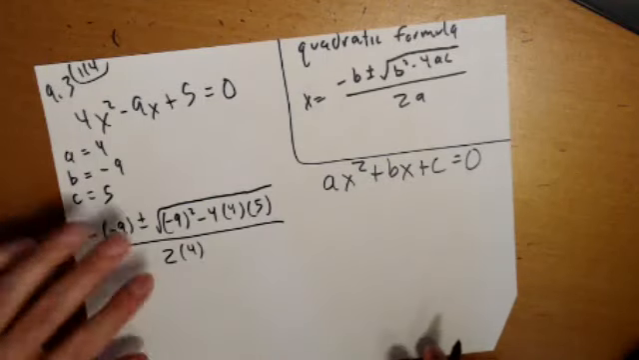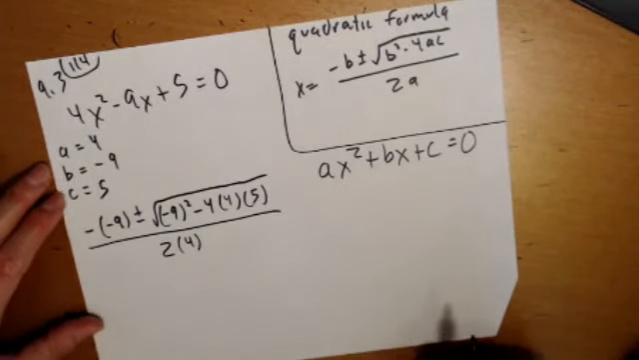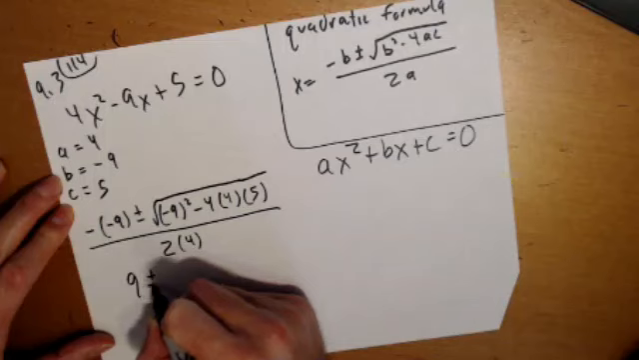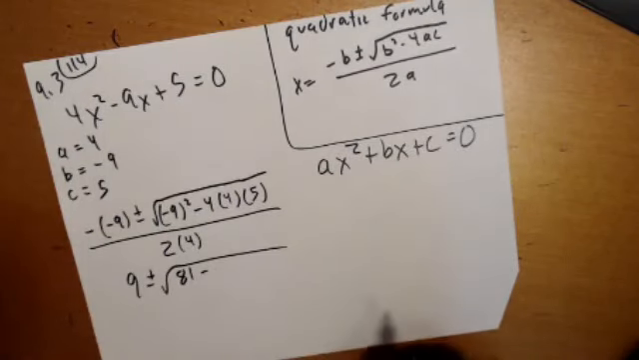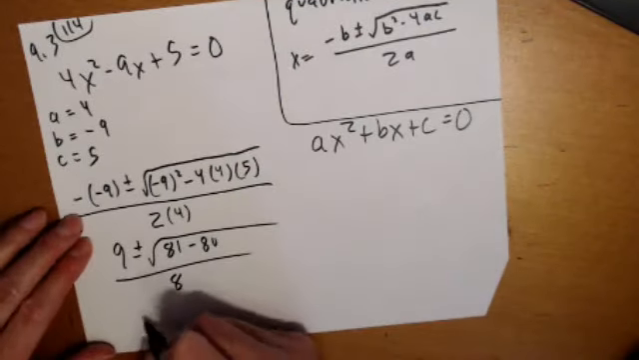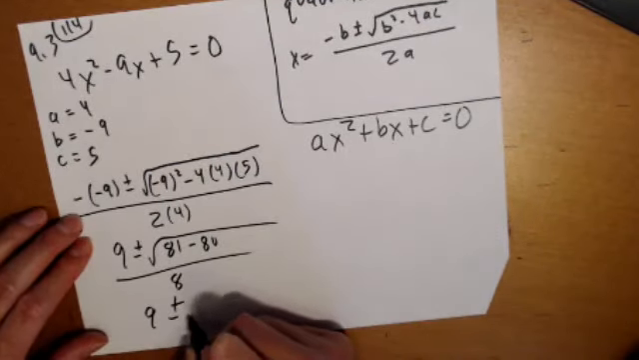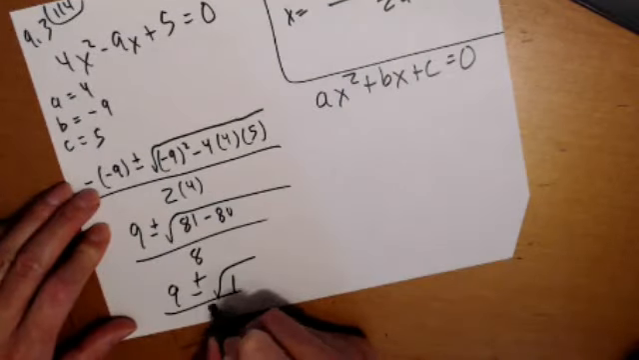The problem is you do a couple of these, and then you think you don't need the parentheses, and you start doing them faster and faster, but you might make mistakes. Just be careful. 9 plus or minus square root, negative 9 squared is 81, minus 4 times 4 times 5. See, 4 times 5 is 20, times 4 is 80, minus 80, all over 8. So that's going to be 9 plus or minus square root of 81 minus 80 is 1, all over 8.